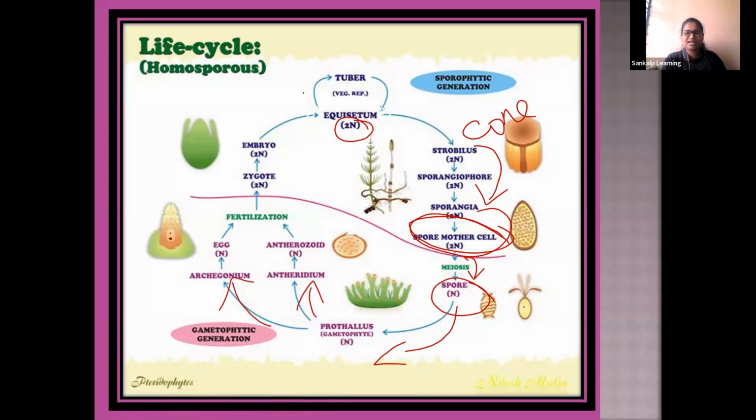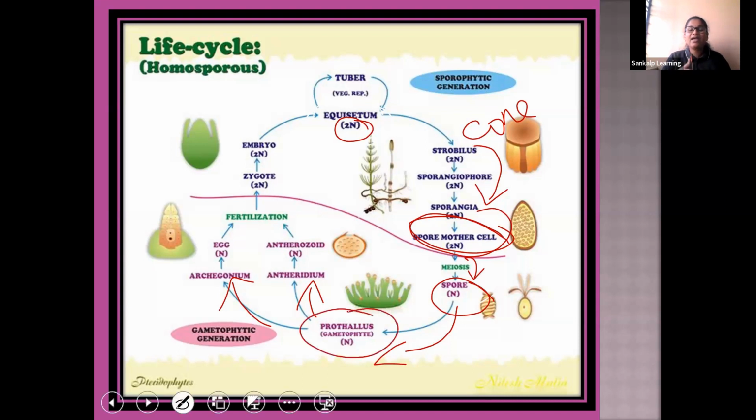Yes, Suresh has a doubt again. He asked what is a sporophyte. I have told you two or three times: sporophyte means the diploid condition. If the body of an organism is diploid in condition, that is, has a double set of chromosomes, 2n, that is called a sporophyte. Please focus. Focus on the terminologies, guys.